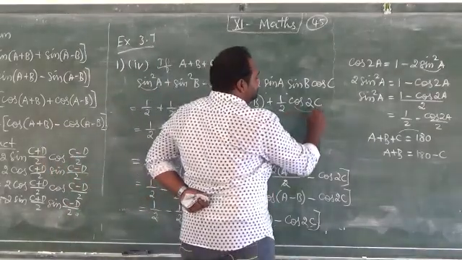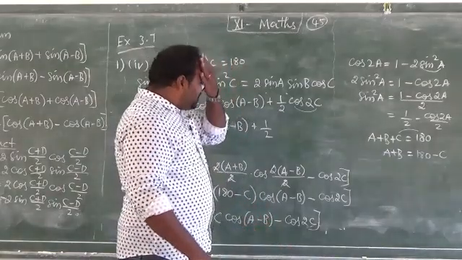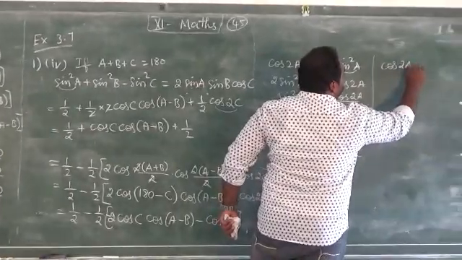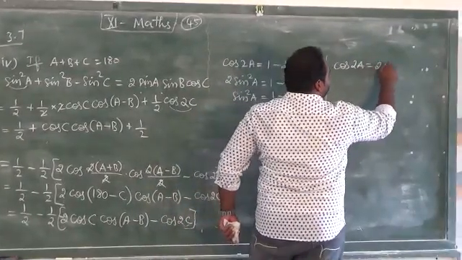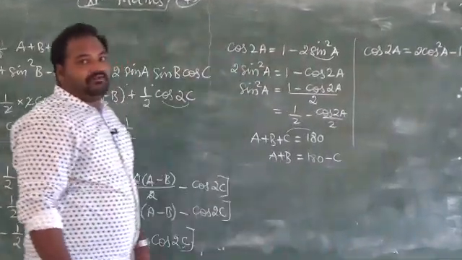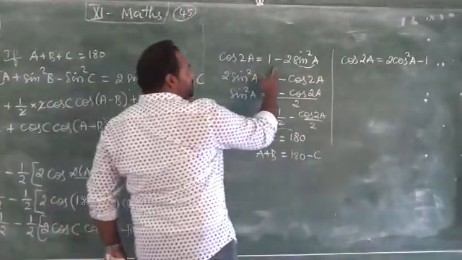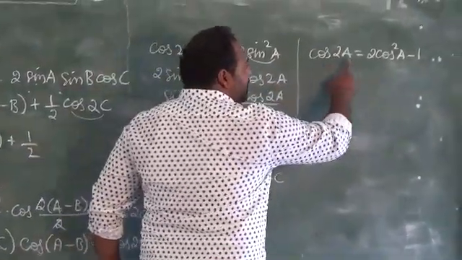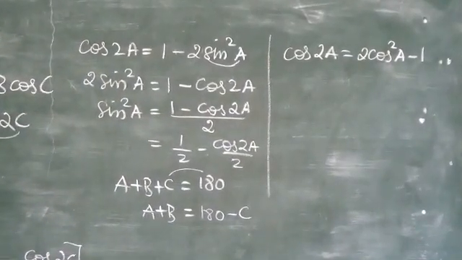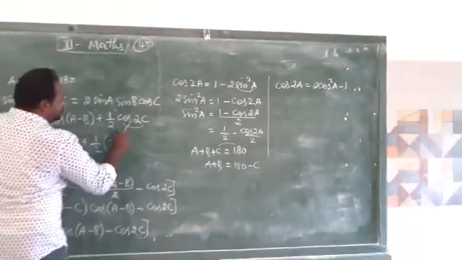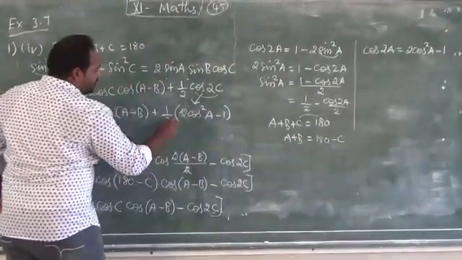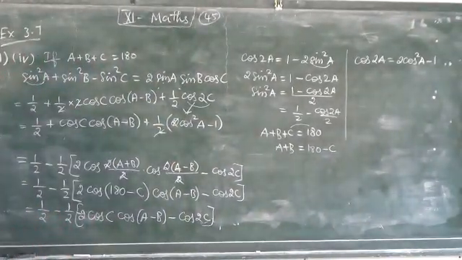Here instead of cos 2C, we have another formula for cos 2A. We have 2 cos square A minus 1. So I told you cos 2A we have 4 formulas. We have seen the one formula. This is another one formula. Cos 2A can be written as 2 cos square A minus 1. This identity I am going to use here. So instead of cos 2C I can write 2 cos square A minus 1. So here 2 and 2 will be cancelled.